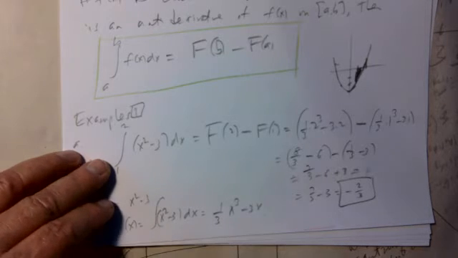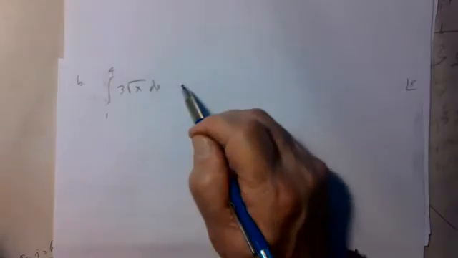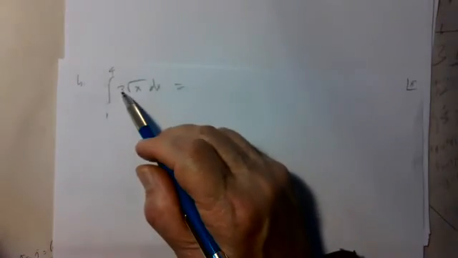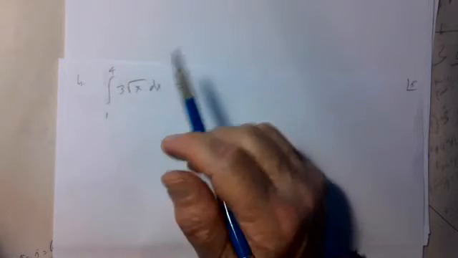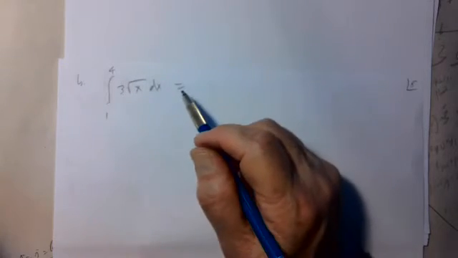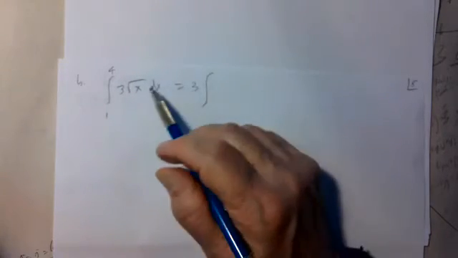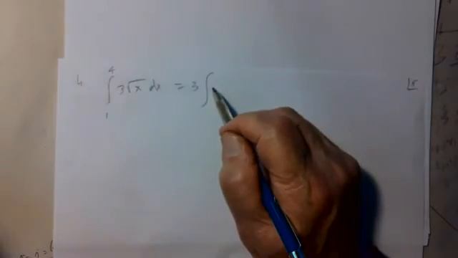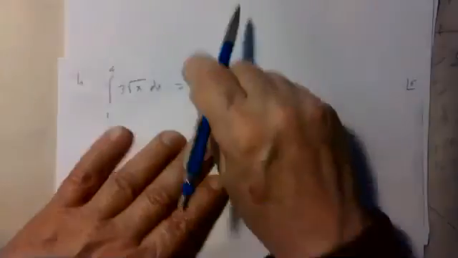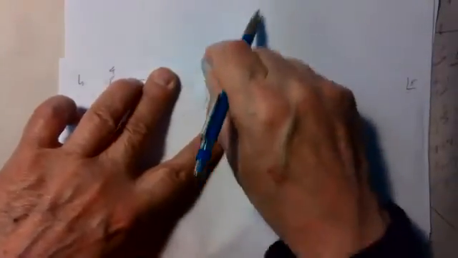Let's do some more examples. Suppose we have the integral from 1 to 4 of 3 times the square root of x dx. We can always take 3 outside. Square root of x. Well, actually, let me just do it differently. Let me calculate the antiderivative.